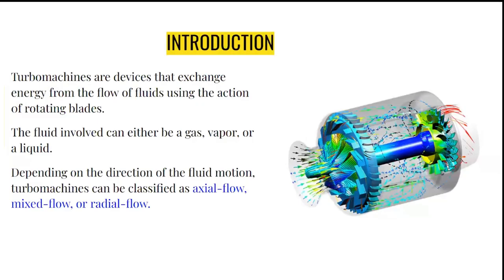Turbomachines. Turbomachines are devices that exchange energy from the flow of fluids using the action of rotating blades. The fluid involved can either be a gas, vapor, or a liquid. Depending on the direction of the fluid motion, turbomachines can be classified as axial flow, mixed flow, or radial flow.